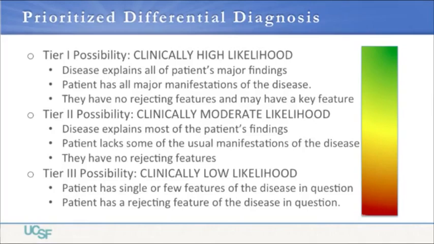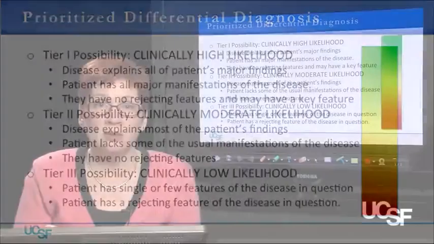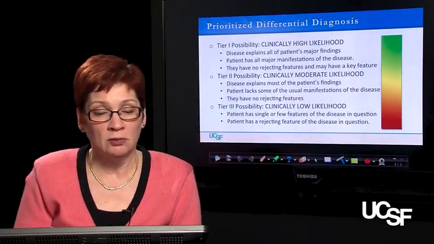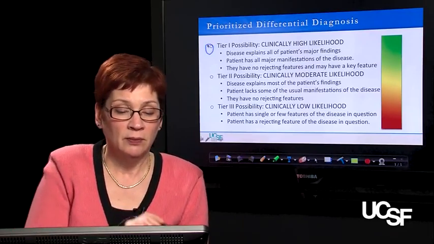Importantly, a disease can only be high likelihood or a tier 1 possibility if the patient has no rejecting features of that disease. So there's nothing in the patient's presentation that is never seen in the disease in question. So that would be a tier 1 possibility.